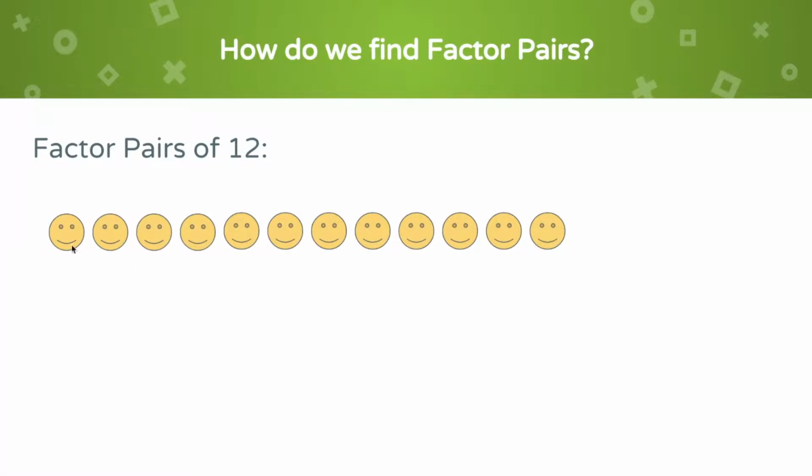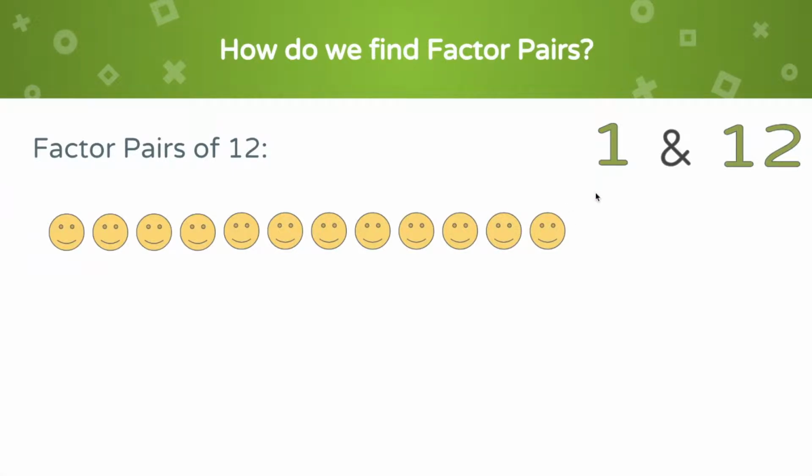Or if the lines are going this way, you'd have 12 lines, 1, 2, 3, going this way, 4, 5, 6. You'd have 12 lines and there's one boy in each line. So either way, whether you have one group of 12 or 12 groups of 1, we know that 1 and 12 go together to multiply to get 12. So these are a factor pair. This pair goes together, 1 and 12.